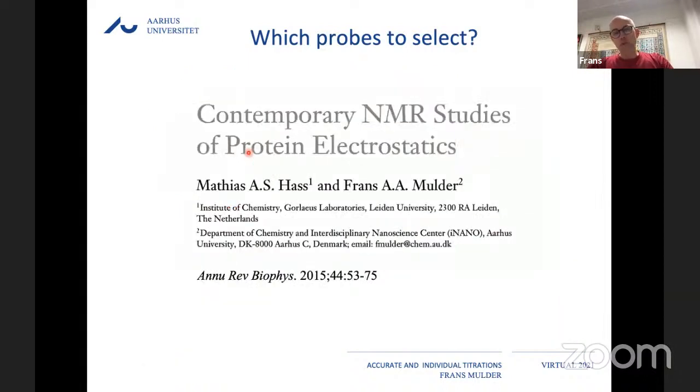So if one is interested in more details about this, then I would refer you to a review that we've written a few years ago, where we have collected all this data about all the possible NMR experiments that one might want to do.